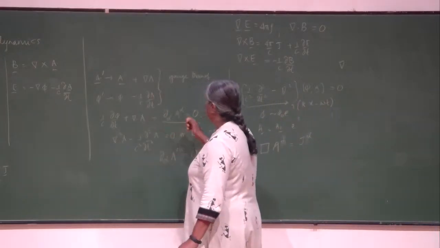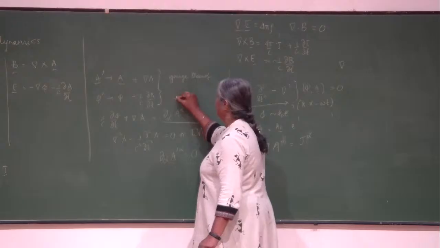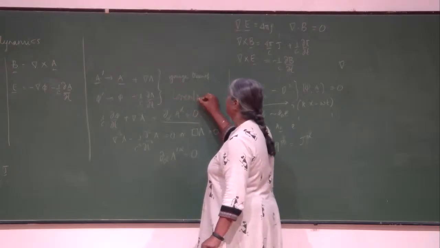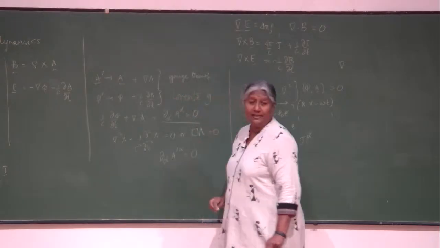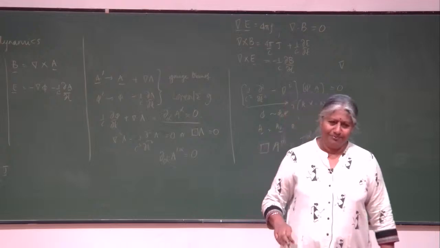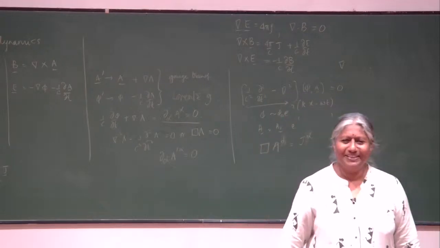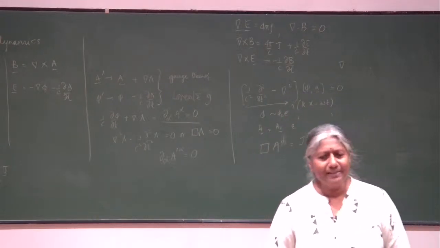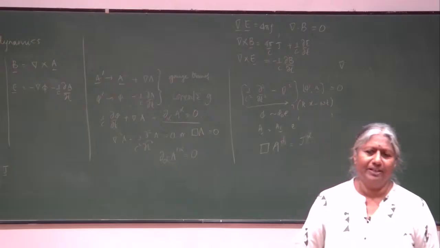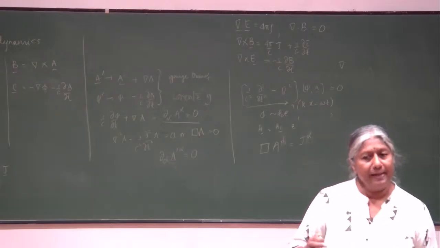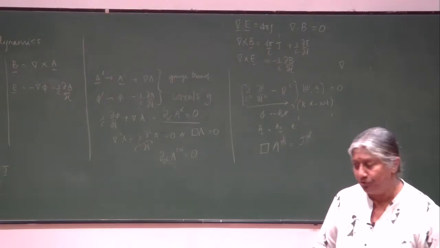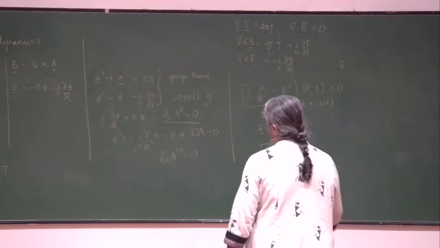This particular gauge choice is called the Lorentz gauge. There are many gauges that you can use. People like this gauge because it is manifestly Lorentz invariant. It's called the Lorentz gauge. But you can use non-Lorentz invariant gauges also. The main thing is that you have this residual freedom which you can fix, and therefore there are two sets of constraints.